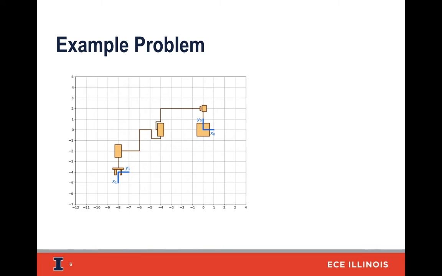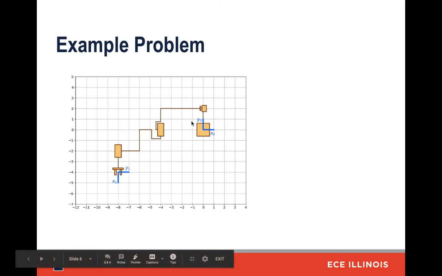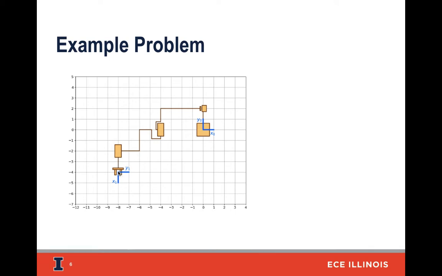Next, we'll work through an example problem right here. As you can see, the space frame is x0, y0, and the end effector frame is defined by x1 and y1. There are three joints in the problem. One is a prismatic joint, and the other two are revolute joints.